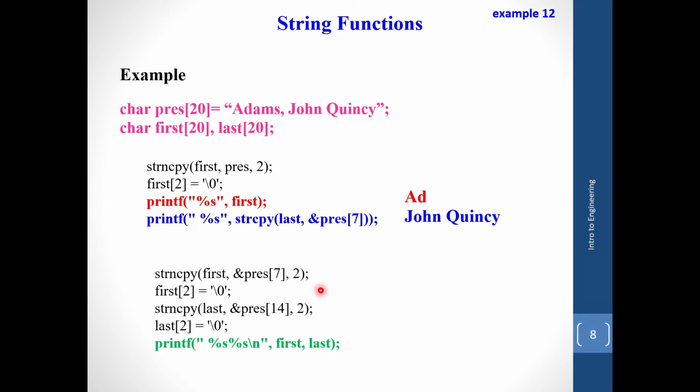Okay, let's try another example. String copy into first, starting at ampersand Prez 7. I only want to copy 2 things, and I add my null. What's going to print for this one? Right, since I'm starting at 7, it's the first 2 letters on this one, J-O. Now, starting at element 14, I also want to copy 2 and store them in last. What's going to copy here? In. And remember, since these are string n copies, I have to add the null myself. If we print both of these strings back to back, what are we going to get? We get the word join.